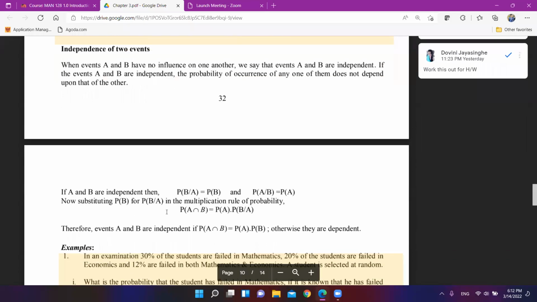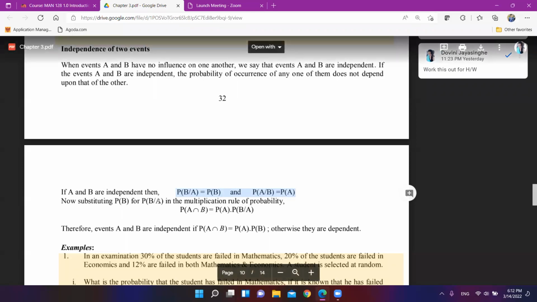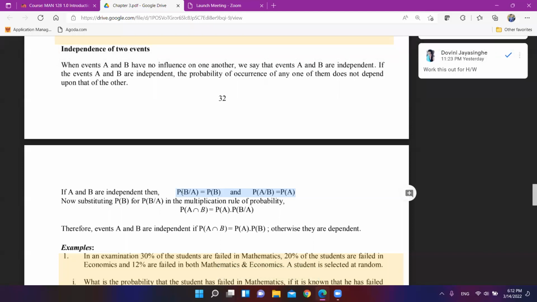If A and B are independent, then probability B given A is equal to probability B and probability A given B is equal to probability A. මේක ඔප්පු කරන්න පුළුවන්, right? ඔප්පු කරන්න පුළුවන්, right? නිකන් meaning එක හිතලා බලන්න.